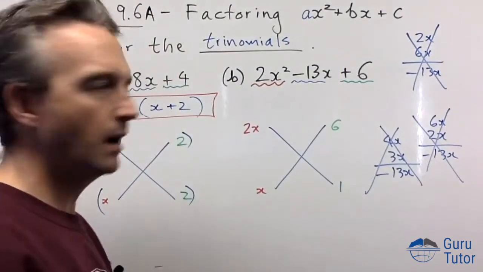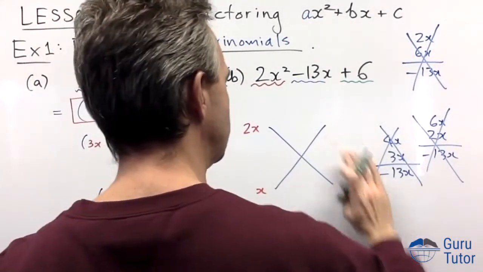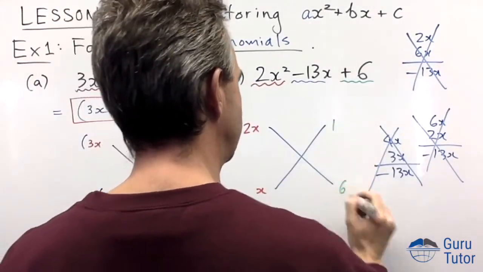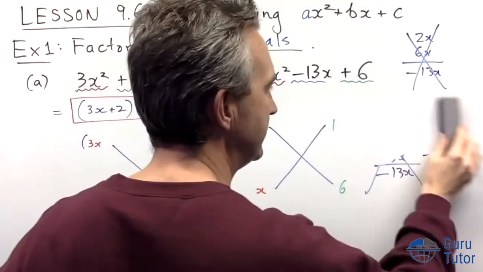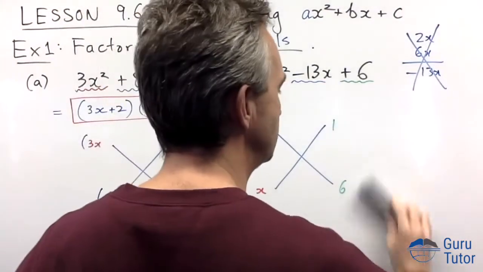Have I tried everything? One more combination. Let's just reverse the 6 and the 1. Put a 1 here and a 6 here. Hopefully we're getting there soon. All right, I'm just going to erase some working here because I need the space. You should not erase your working.